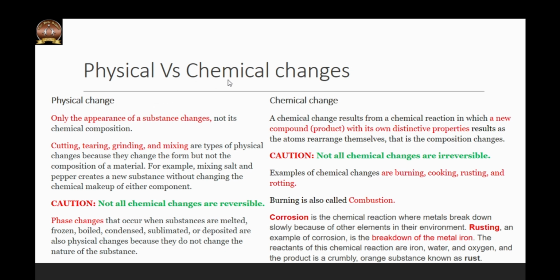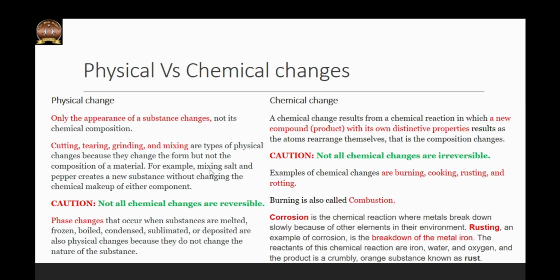Physical changes and chemical changes. Physical changes are changes which happen only in the appearance of a substance. That is, the molecular composition of the substance remains the same. The kind of molecules the substance is made of does not change after the physical change. Only the form of the substance changes. This happens when the substance undergoes processes such as cutting, tearing, grinding, and mixing.